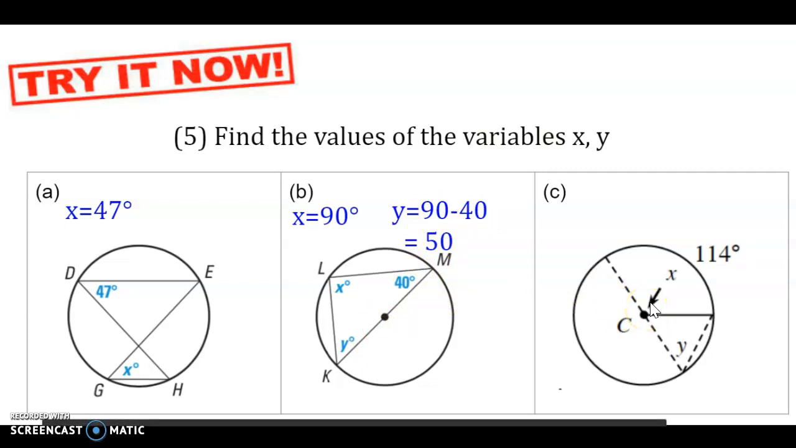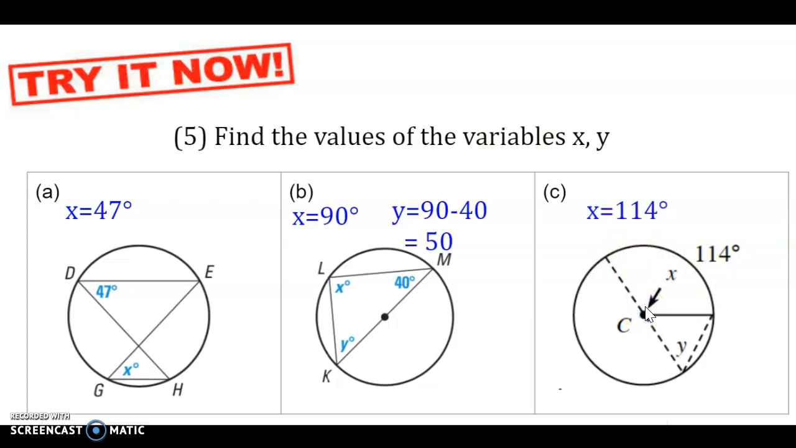Okay, what about this variable x? We're looking at the central angle here, it looks like. What do we know? 114 degrees is this arc. So if this is the arc measure, what is the central angle going to be? Exactly the same. So x is going to be 114 degrees. What about y? Look at this arc and look at the inscribed angle. They share the same arc. That means the inscribed angle is going to be half of the arc measure. So half of 114 is going to be 57 degrees.